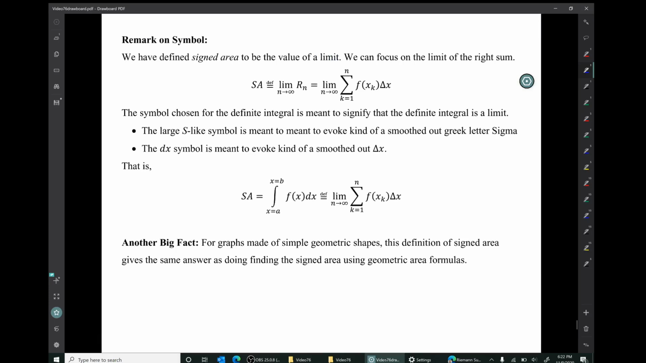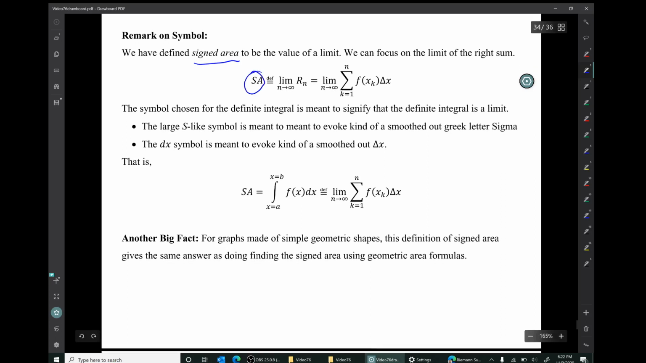Now I want to remark on the symbol. We've defined signed area to be the value of a limit. We can focus on the limit of just the right sum. So signed area was defined to be this limit of the right sums. And remember, earlier we had that abbreviated way of denoting the right sum. It was that summation symbol, the Greek letter capital sigma, denoting that we're adding up a bunch of things, and then the little delta x, which was the common width of all those rectangles.